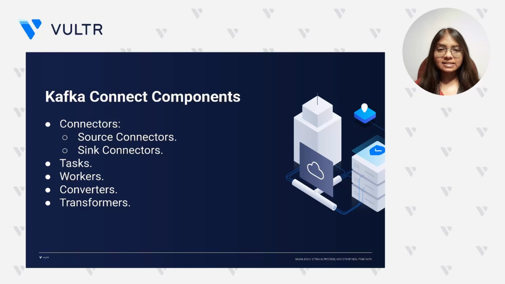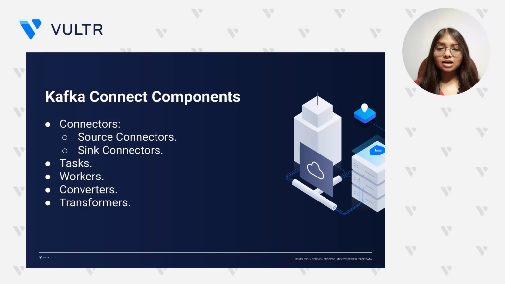Now, let's quickly understand how Kafka Connect is structured under the hood. Connectors are the core, as they define how the data is pulled in or pushed out. We have source connectors for ingesting the data into Vultr Managed Apache Kafka and sink connectors to push the data from Vultr Managed Apache Kafka to external systems.